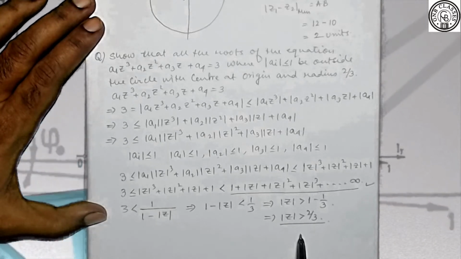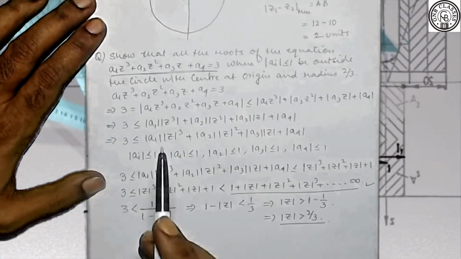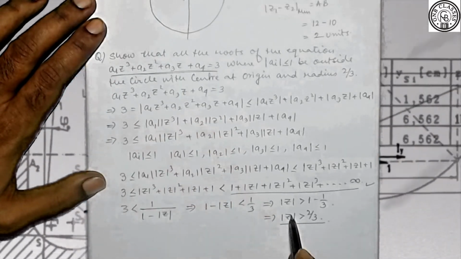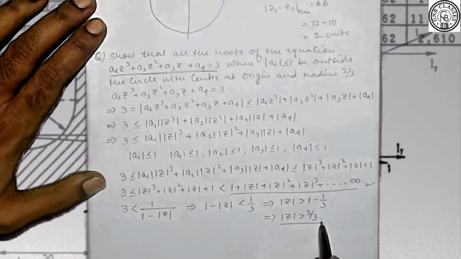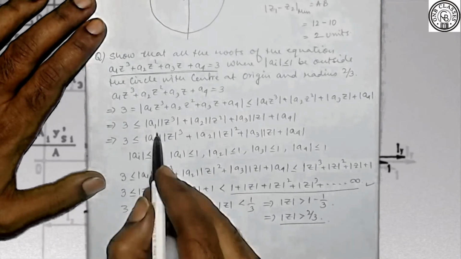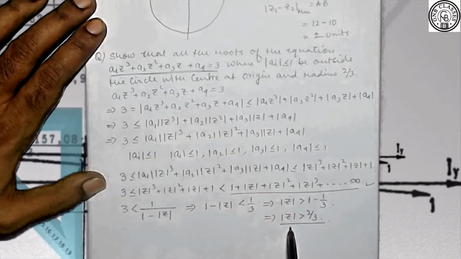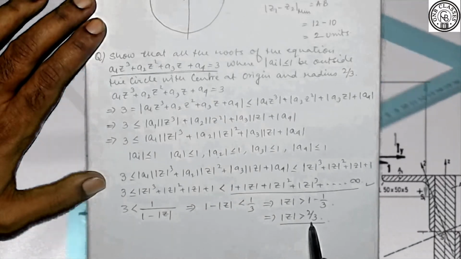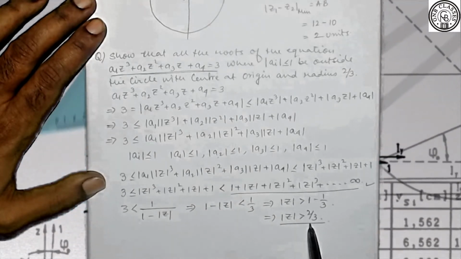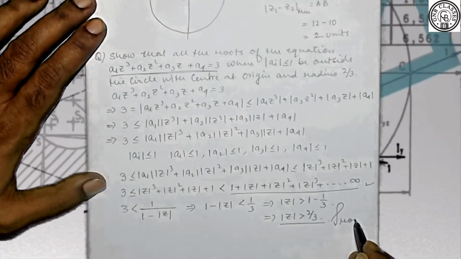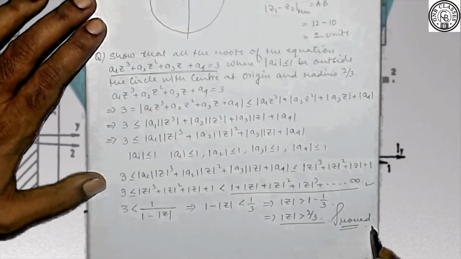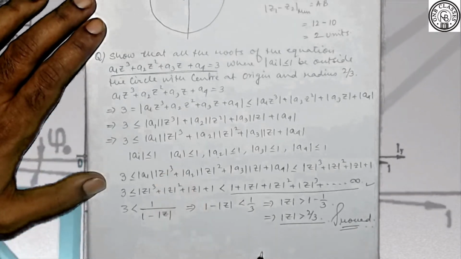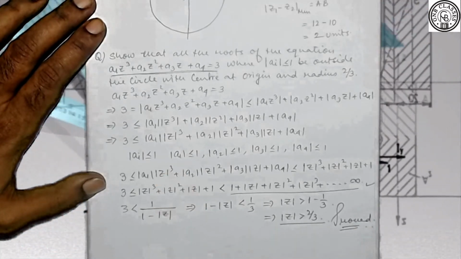So what we have proved is that all the roots of this equation satisfy the inequality mod z is greater than 2/3, which implies that all roots of this equation will lie outside the circle whose center is at the origin and radius is 2 by 3. Is it clear? So proved. It's a very important question, so you must remember the method that I have used. Is it clear?